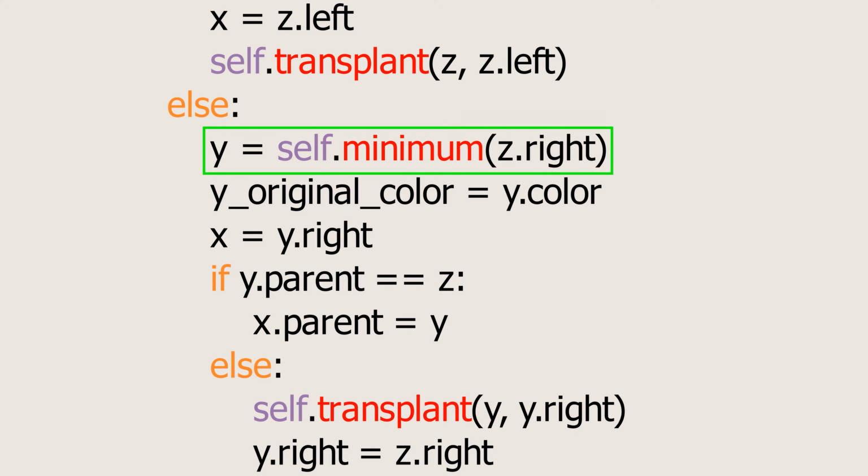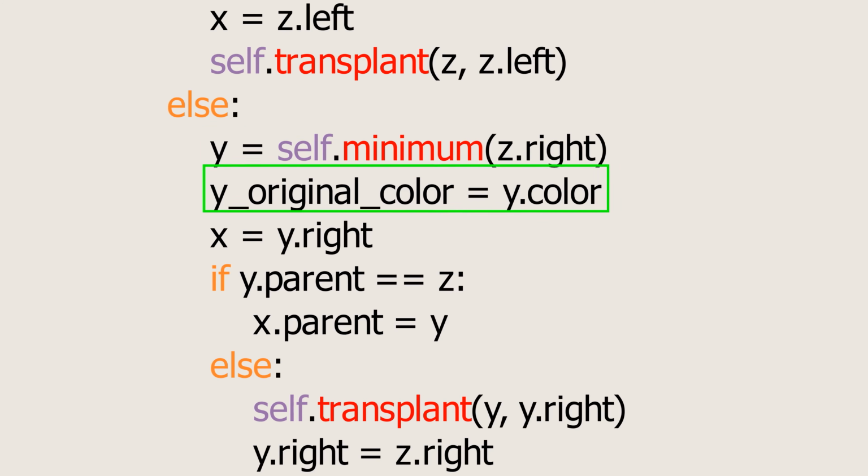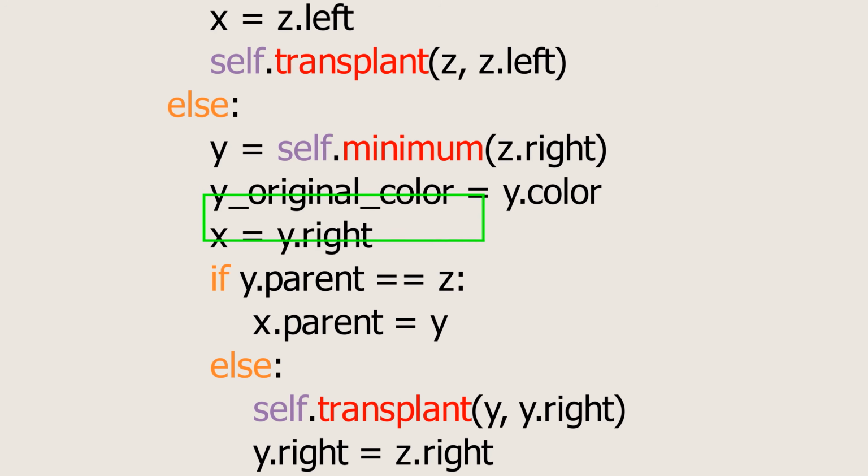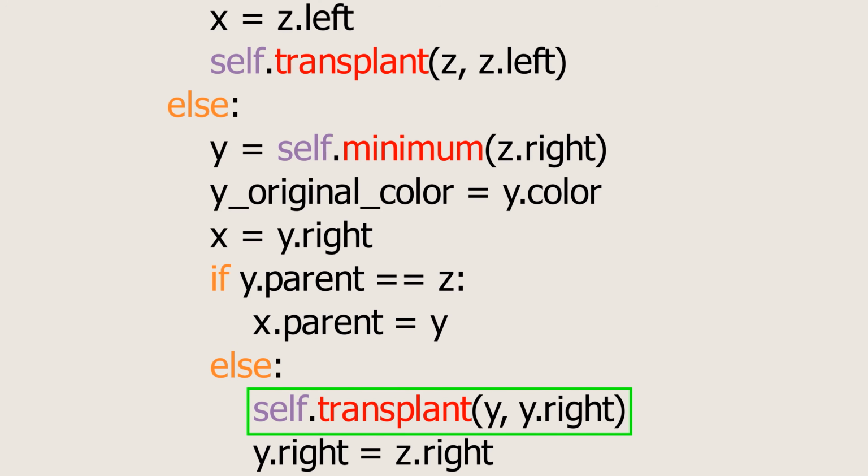Otherwise, if the target node has two children, we will find the minimum node in the right subtree and store it in a variable y, while storing its color in another variable to track the original color. Then, we will store y's right child in a variable x. If y's parent is the target node, then we will update x's parent to y. Otherwise, we will transplant y with y's right child.